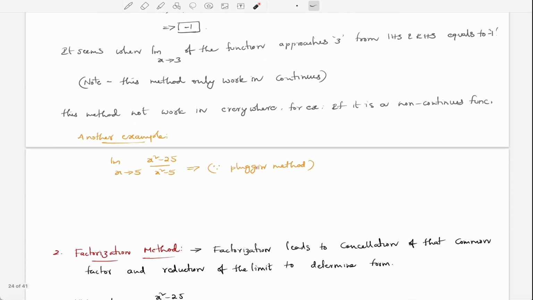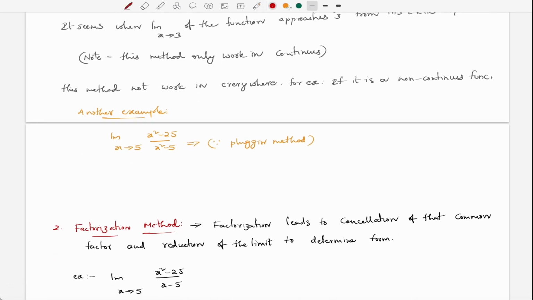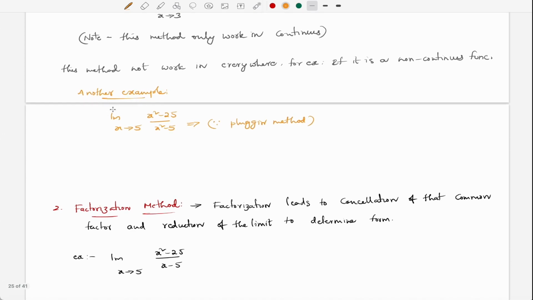So I'm going to give another example. We have a limit as x approaches 3 of the function x square minus 25 by x square minus 4. We just simply plug in the values. So if we plug in the values, what will it be?